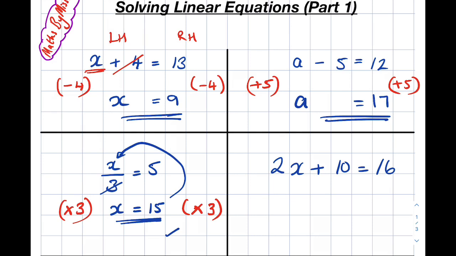Now, going on to the fourth one along, this is where we have to take a couple of steps to get to the solution here. So this is known as a two-step equation. So the first thing you could do is get rid of this positive 10 or a plus 10. Now, looking at the equation, we want to get this letter x on its own. And at the moment, the x has a 2 next to it. It's like x times 2. And then we've also got a plus 10.